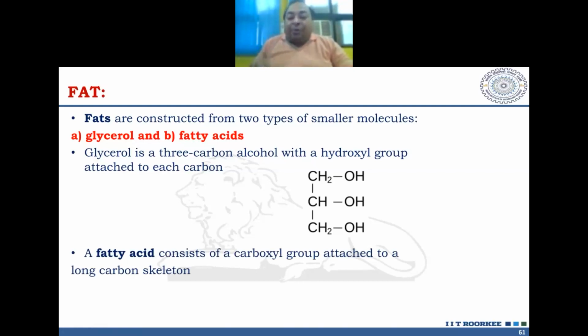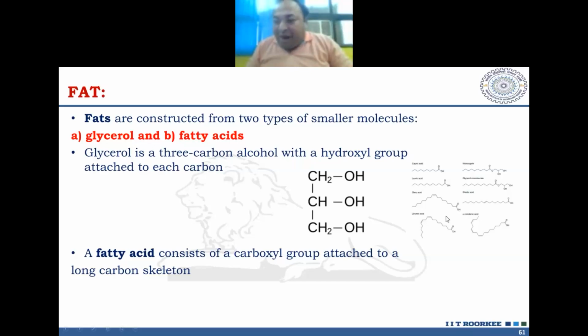Fatty acid consists of a carboxyl group attached to a long carbon skeleton. So if you see all of them, there are different fatty acids like lauric acid. If you look at the examples, you will get linoleic acid and all those things. The commonality here is it is a long fatty acid chain, a long chain of carbon, which ends with an acid group. So it is a carbon chain followed by an acid group. Everything has that.